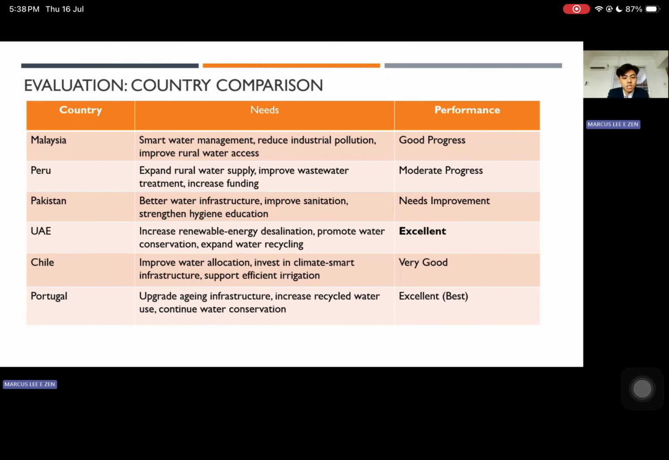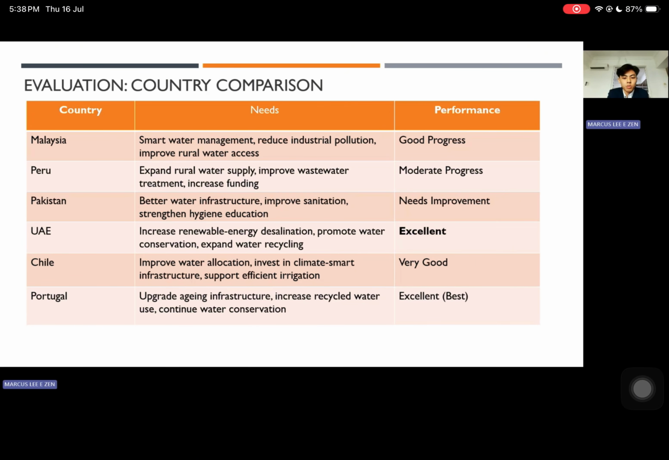Next is Chile, which has good water infrastructure and government policies. However, it should improve water allocation, invest in climate-smart infrastructure, and use more efficient irrigation.